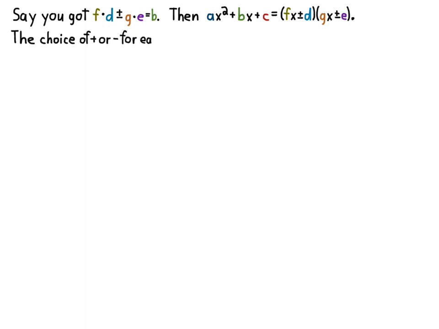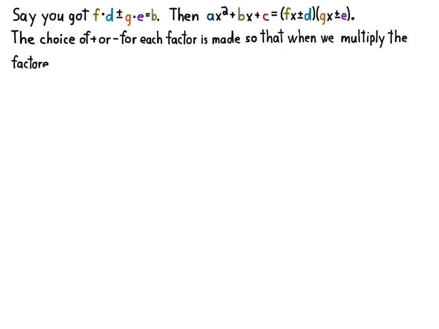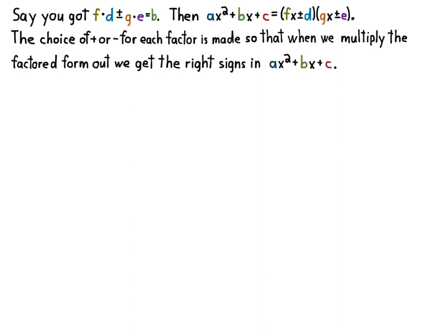Okay, so I just wrote that out here. The choice of plus or minus for each factor is made so that when we multiply the factored form out, we get the right signs in ax squared plus bx plus c. So we'd have to have the right signs for c and for b. And when we do this, we always have a positive.